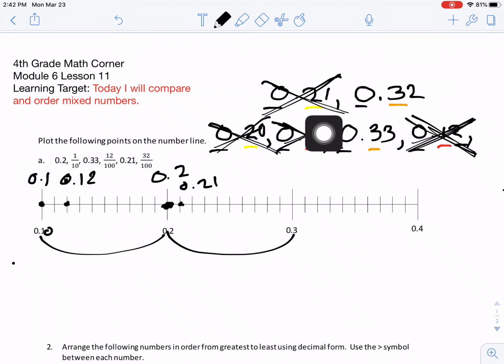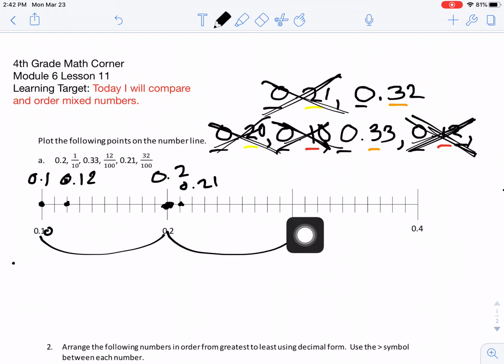They have 3/10. I'm looking up here. There's 0 and 3/10 and 2/100ths, or 0 and 32/100ths. Here is 0 and 3/10 and 3/100ths, or 0 and 33/100ths. I know that 32 is less than 33. So I'm going to come down to my number line. Here is 3/10 or 30/100ths.